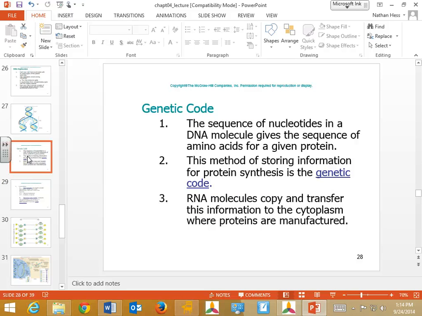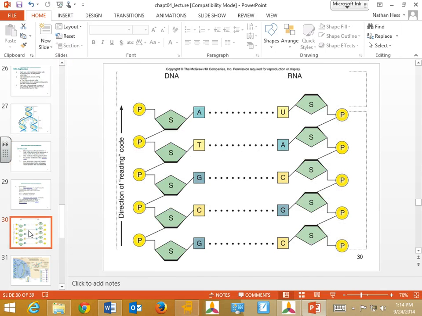Genetic code, that again is this method of storing information for making proteins. Because really, the DNA is mostly about making proteins, right? So RNA molecules, these are the ones that actually do the making of these proteins. So let's talk about that. If you remember, RNA has different base pairs, right? Instead of, well, you tell me. Instead of the T for the RNA, you get a U.